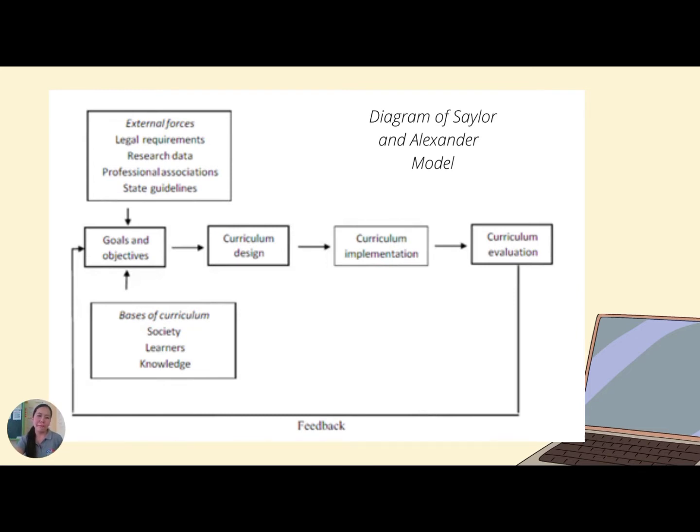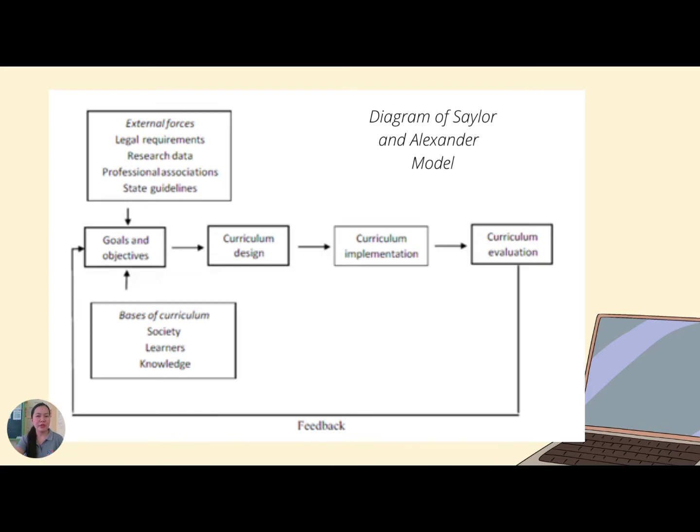So the first step begins with identifying the goals and objectives. This is, of course, influenced by external forces, legal requirements, research data, professional associations, and state guidelines, as well as the society, the learners, and the knowledge, which are the core base of the curriculum.